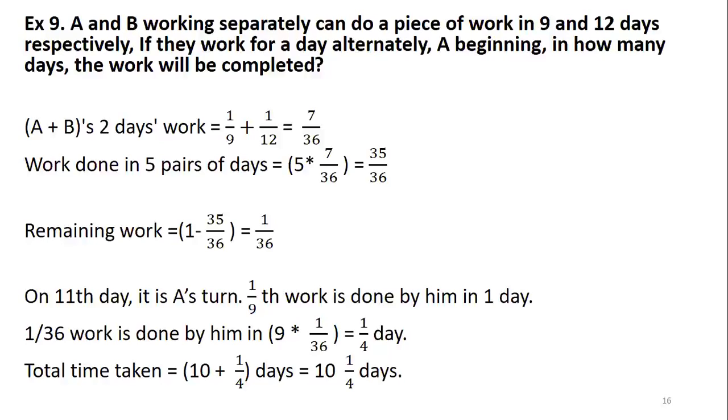Now 11th day, who will start the work? It's A's turn to do the work. Now 1 by 9th part of the work will be done by him in 1 day. Now the part of work to be done is how much? The remaining work is just 1 by 36. So he will take 1 by 4 day, that is a quarter day. So already 10 days, then plus this 1 by 4 day. So totally 10 and 1 by 4 days.